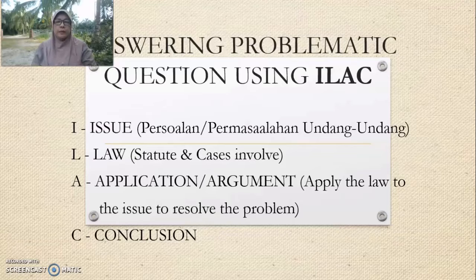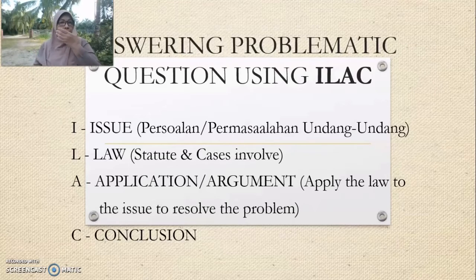Today, I'm going to discuss how to answer problematic and essay questions during your final examination, your test, or your final assessment. What I'm going to discuss today is the method of answering problem questions using ILAC, and how to answer essay questions. This is a guideline for my students.